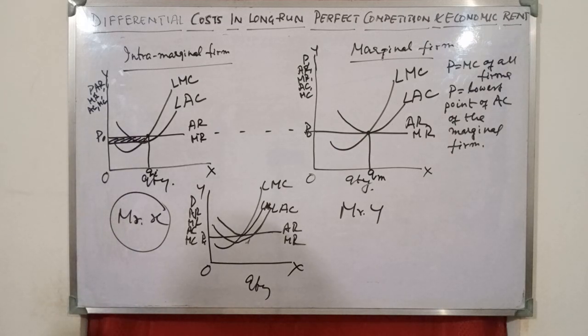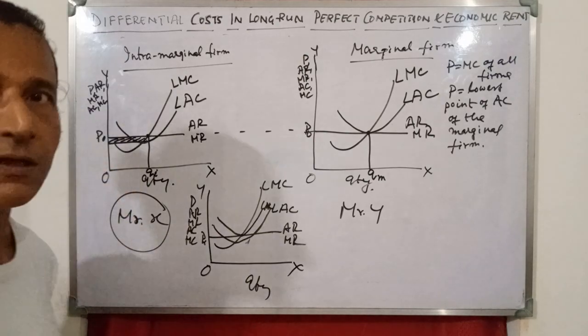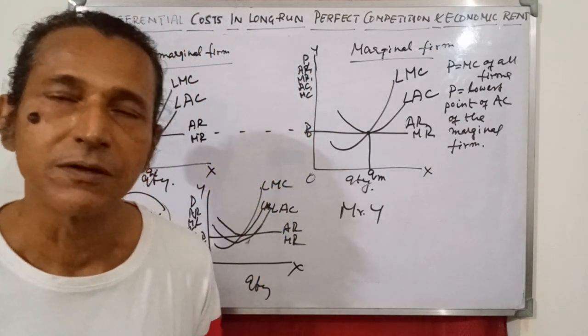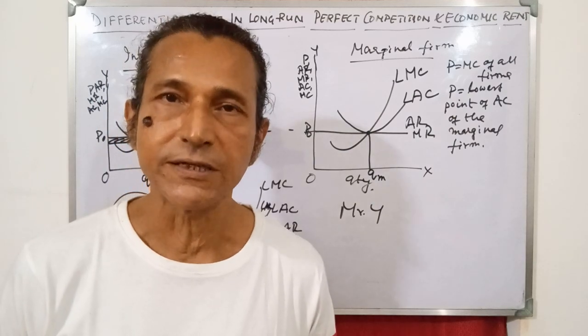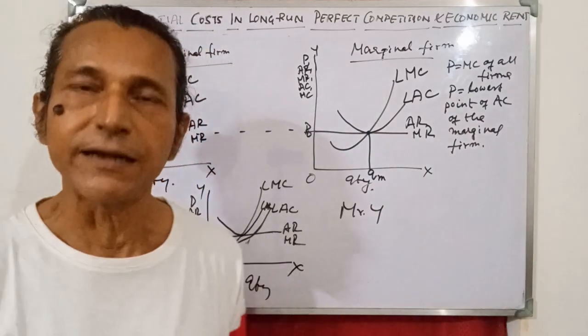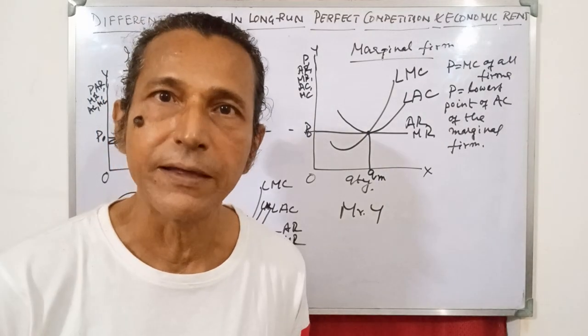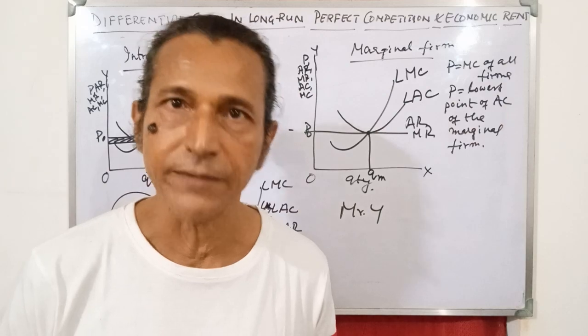This is all about differential costs in long run perfect competition and economic rent. In economics, the supernormal profit is called economic rent. This is earned by the intramarginal firm because they are capable of employing efficient resources, but that economic rent, which is actually the supernormal profit, will be wiped out by paying out to the owners of the efficient resources. Okay?